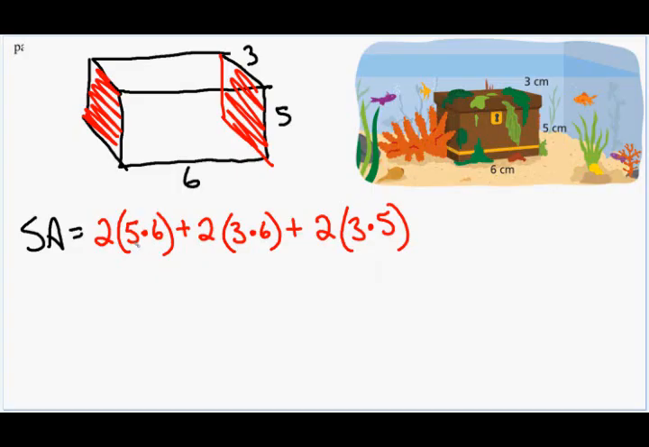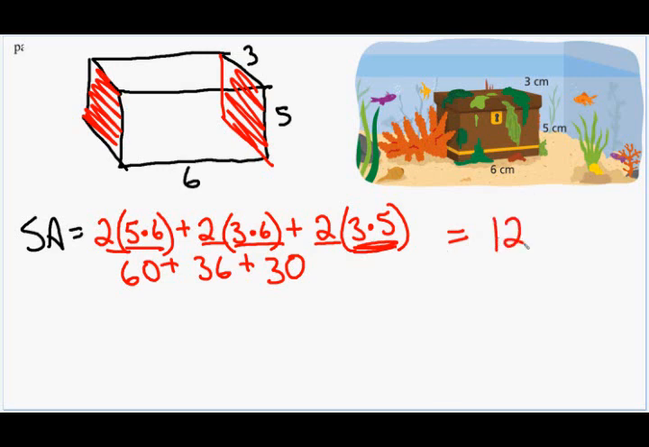So this will be 30. 30 times 2 is 60. 18 times 2 is 36. 3 and 5 is 15, and we double that, and we get 30. And if we add all those up, our surface area is 126 centimeters squared.